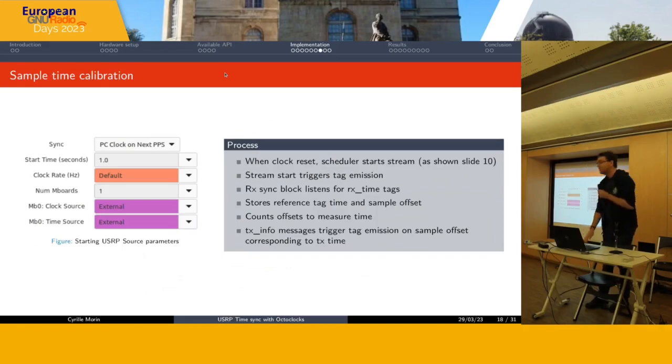Yeah, and the receiving block, its job is fairly simple. So it's going to monitor for the RX time. It will store the offset, so the number of the sample that corresponds to this RX time tag. It will also store the time that it's associated with, plus the rate. And so then later it can just count the number of samples divided by the sampling rate, and it gives you the time.